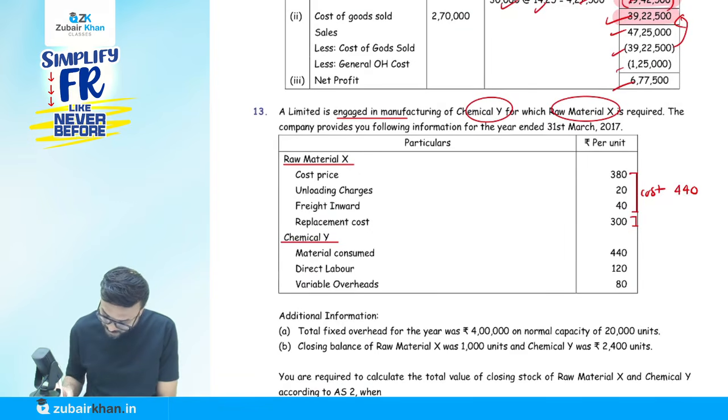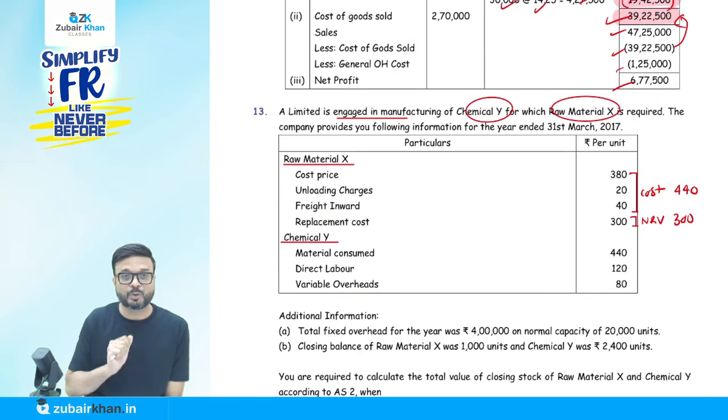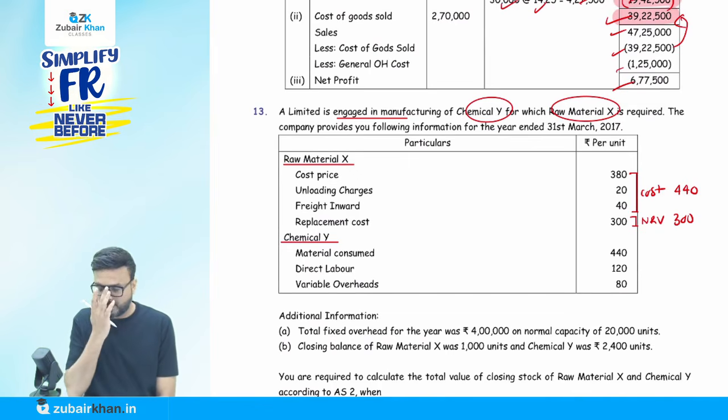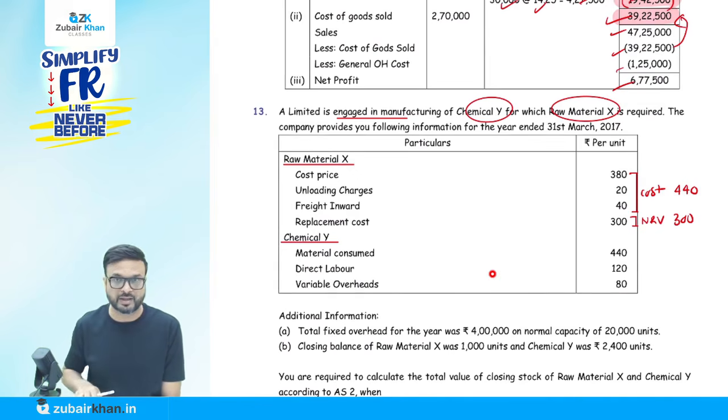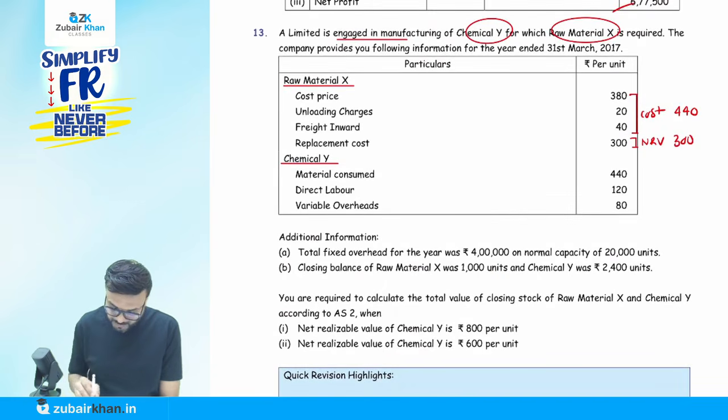Replacement cost is NRV. How much is the NRV of the raw material? Is it 300? Now you say, okay sir, NRV is lower than the cost, so you will do the valuation at NRV. I say, wait, we have to check the cost of the finished goods against NRV as well. So then they say, for these finished goods, material consumed 440, direct labor 120, variable overhead 80. Additional information: total fixed overhead for the year was rupees 4 lakh.